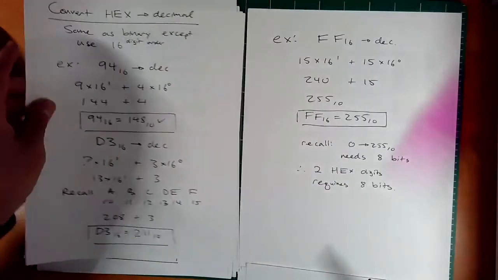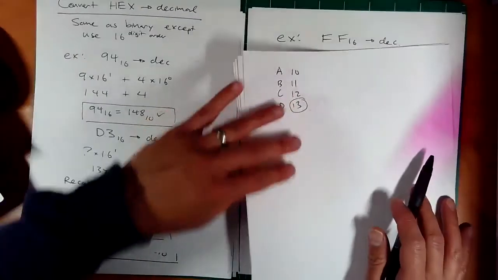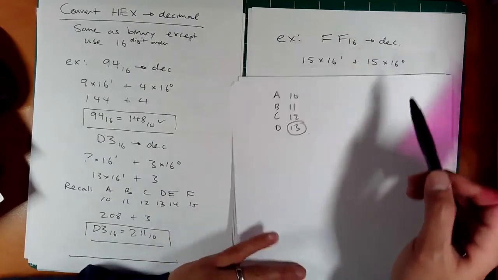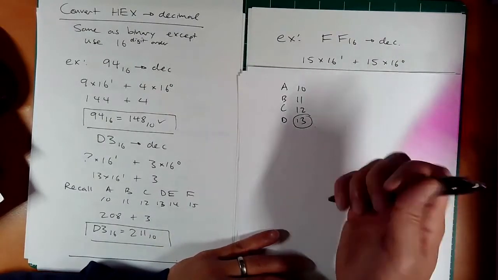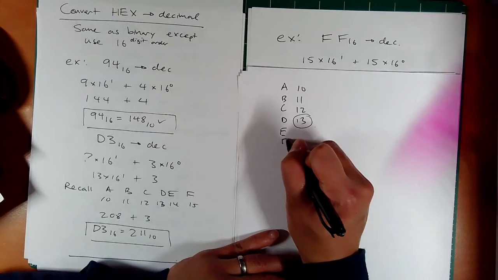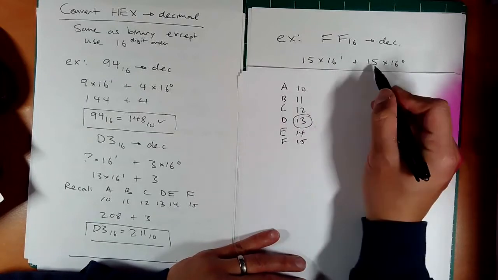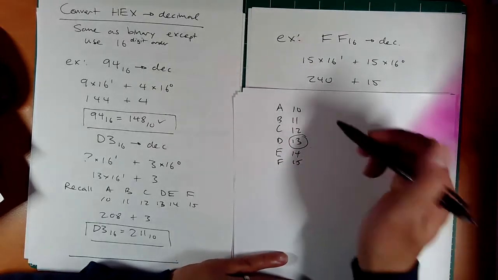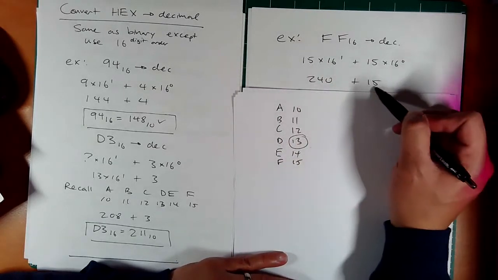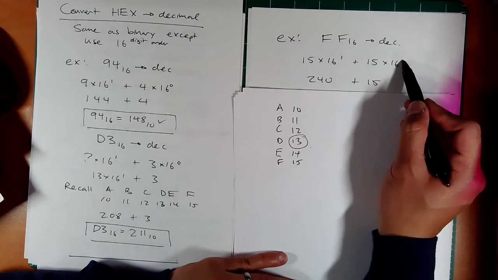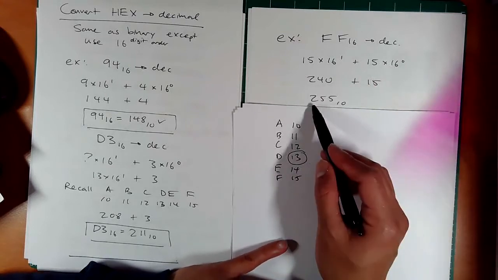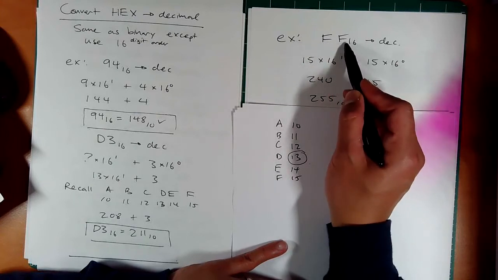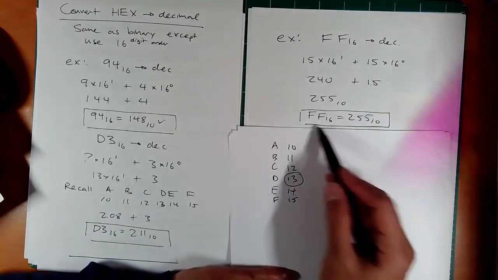Okay, let's do another example. So another example might be FF base 16. FF base 16 is going to be, well, F we know is 15: A, B, C, D, E, F, 14, 15. So now it's 15 and 15 times 16 to the 0, 16 to the 1. What do we get? 240 and 15. Okay, right? 16 to the 0 is 1. Add them up and we get 255. FF base 16 is the same as 255 base 10.